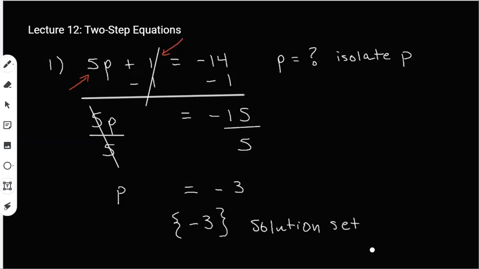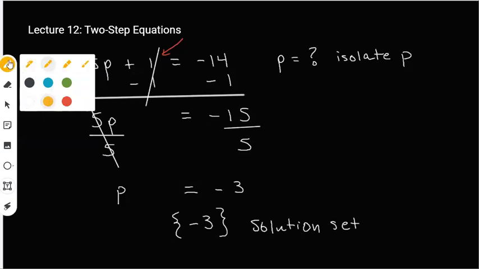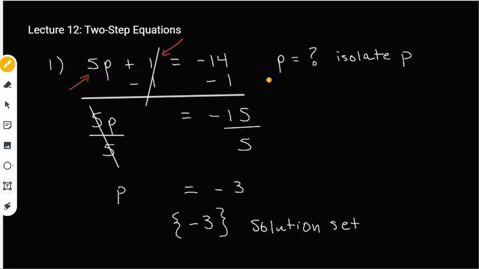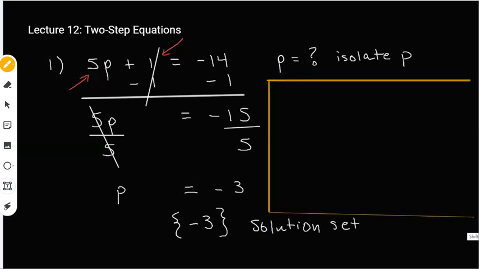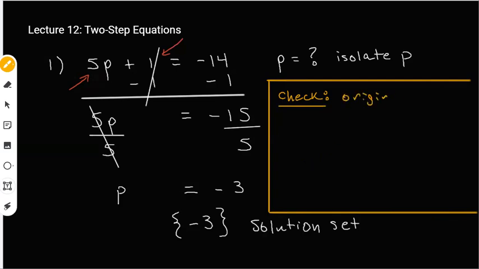The last thing that we need to do is check this equation. So I'm going to change my color to yellow, and I'll kind of draw a box over here. Hopefully that'll separate some things out. And I can do my checking inside of the box. Okay. So I write the word check. That's how I started off. And when I check, I always start off with my original equation, because that's what we're solving for.